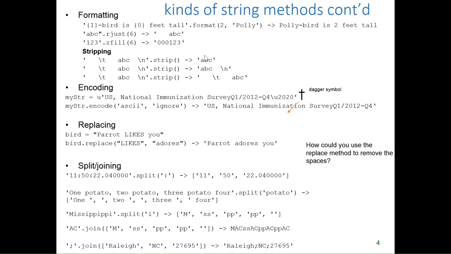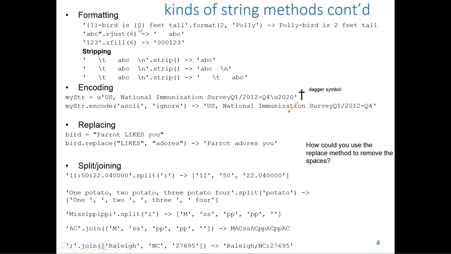Some other string methods. Formatting. The format method works like a fill in the blank, where the blanks are indicated by the curly braces. The items listed inside the round parentheses at the end of the statement are there to fill in the blanks. The number inside the curly braces tells it which of the items in the fill in the blank list to use to fill the blanks. And it uses zero-based indexing.